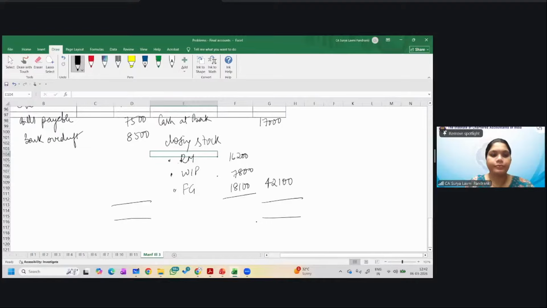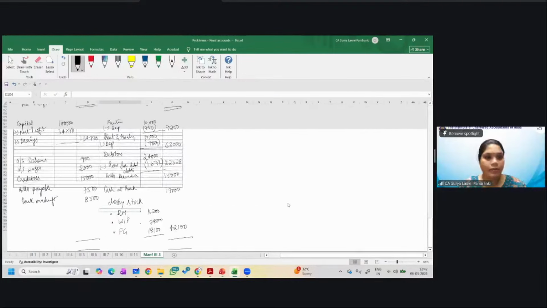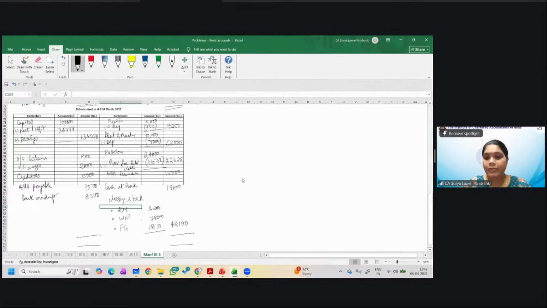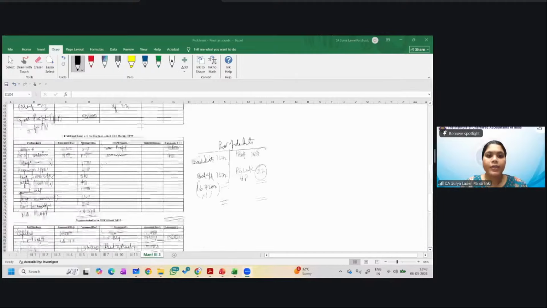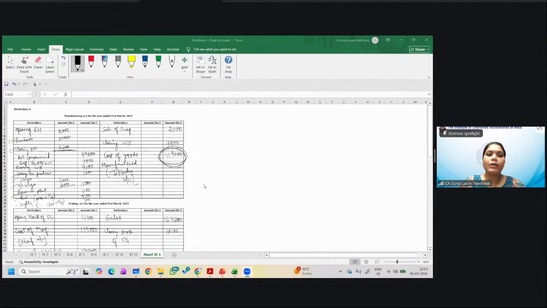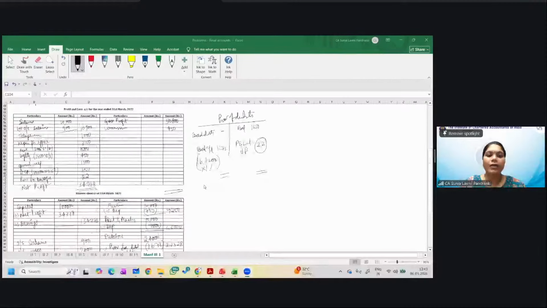Now, tally the balance sheet. You have taken all the assets and liabilities. Tally the balance sheet and see if it is matching. Total is 168,678. Okay. 168,678. Got it. It's matching, right? So look at this question. This question had all 4 accounts: manufacturing, trading, P&L, and balance sheet.